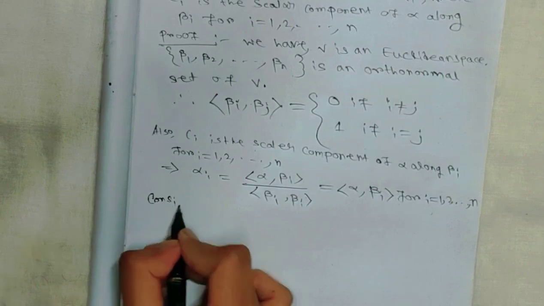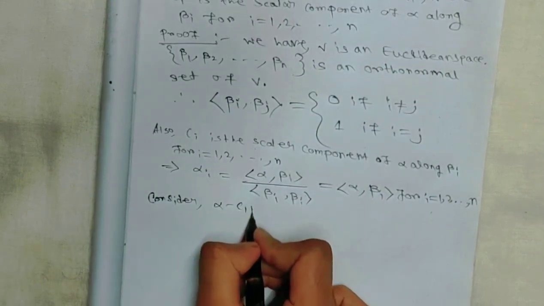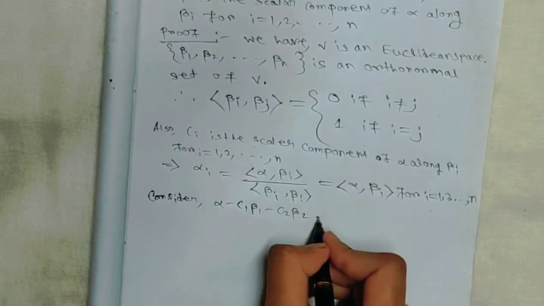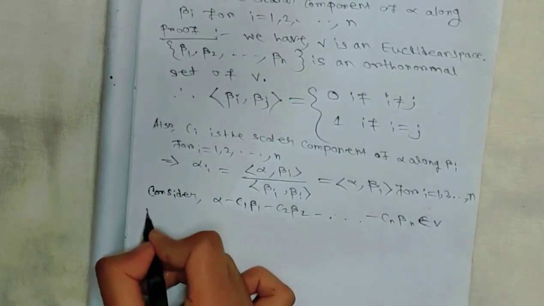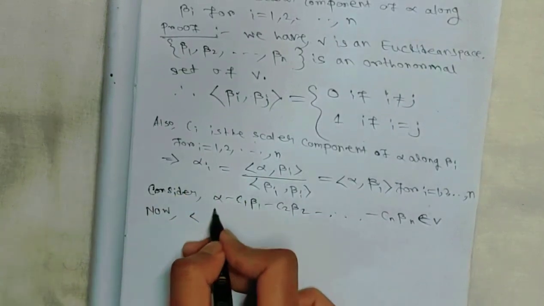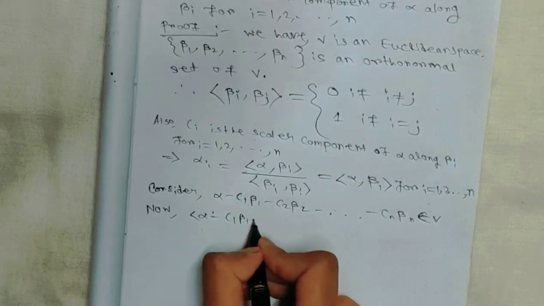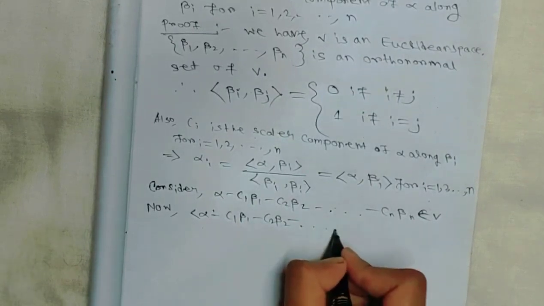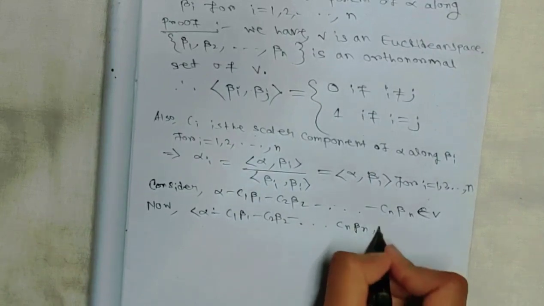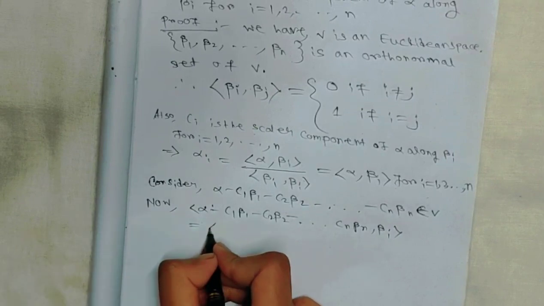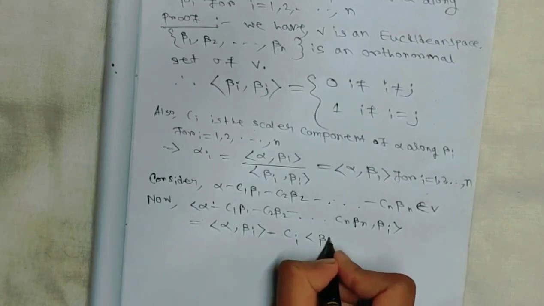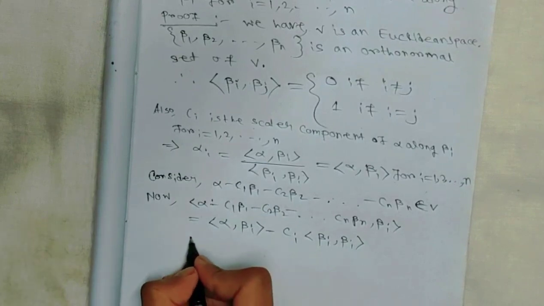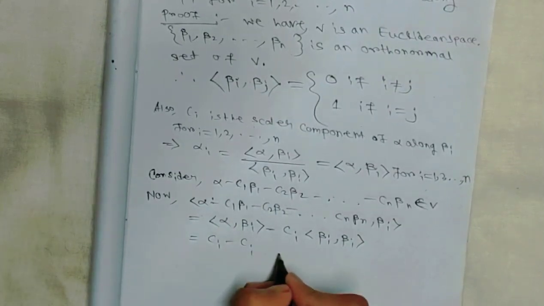Now consider α − c1β1 − c2β2 − … − cnβn, which belongs to V. Now the inner product of α − c1β1 − c2β2 − … − cnβn comma βi equals the inner product of α comma βi minus ci times the inner product of βi comma βi, that is equal to ci − ci equals 0 for i equals 1 to n.